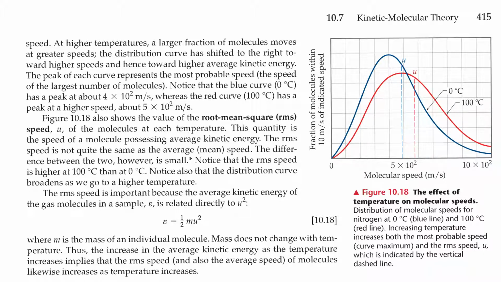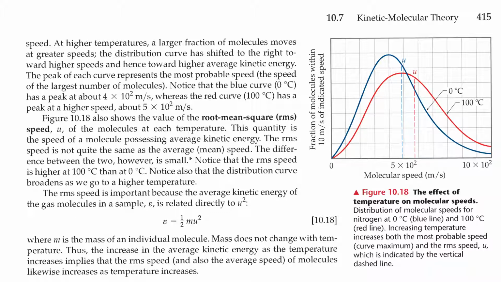Notice that the blue curve at 0 Celsius has a peak at about 4 times 10 to the 2 meters per second, whereas the red curve at 100 has a peak at a higher speed of 5 times 10 to the 2 meters per second. Figure 10.18 also shows the value of the root mean square speed, u, of the molecules at each temperature. This quantity is the speed of a molecule possessing average kinetic energy. The RMS speed is not quite the same as the average speed. The difference between the two, however, is small. Notice that the root mean square speed is higher at 100 than at 0. Notice also that the distribution curve broadens as we go to a higher temperature.